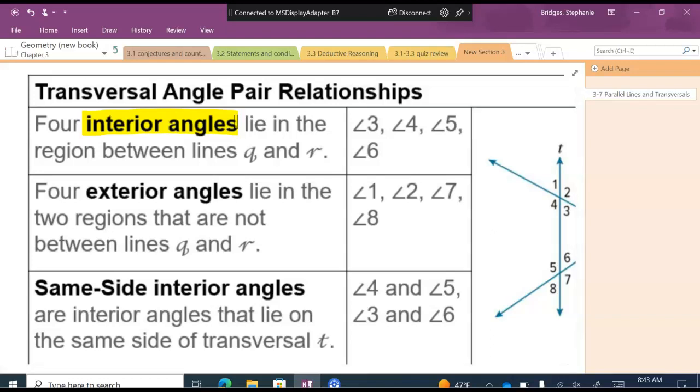Okay. And then we have our same side, interior and exterior. What that means is the same side of the transversal. So looking here, what all four angles are on the same side of this? Which ones am I not covering up? 2, 3, 6, and 7. And then also on the other side would be 1, 4, 5, and 8. Okay.